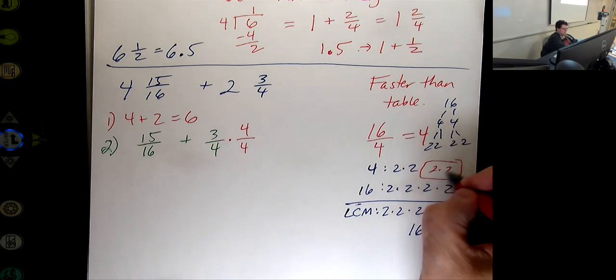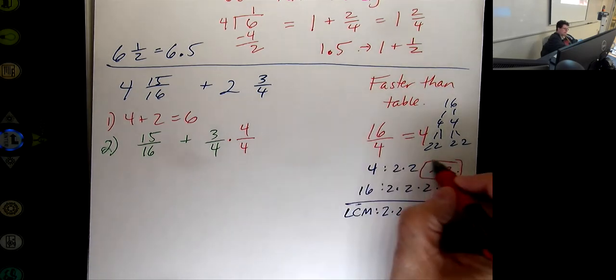This is 2 times 2. It's the missing holes. That's what's missing. That's how I got the 4.